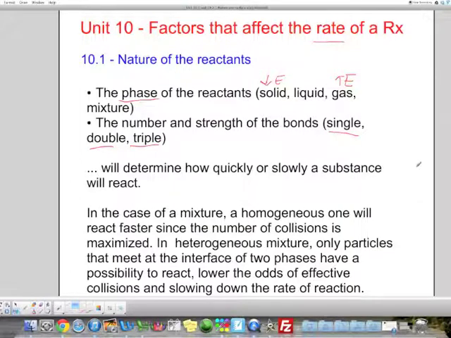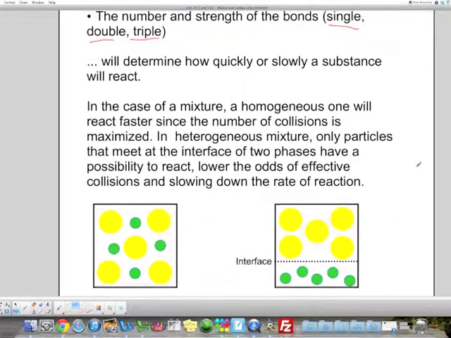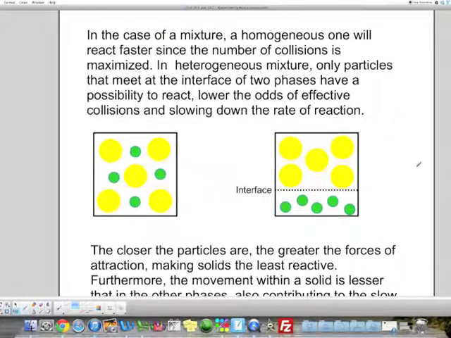Now, in the case of a mixture, it works a little bit differently. So in a mixture, we have two types of mixtures, right? We have homogeneous and we have heterogeneous. They don't mix. Now, in the case of a homogeneous mixture, it'll go pretty fast because these particles can basically collide together easily. Their odds are higher of colliding together because they have particles of other kinds surrounding them. In the case of a heterogeneous mixture, well, because the particles are separated, they're not as much in contact together, which means the rate of the reaction will be slower.